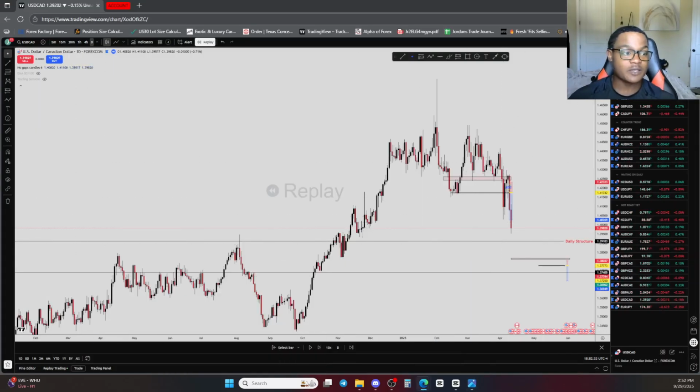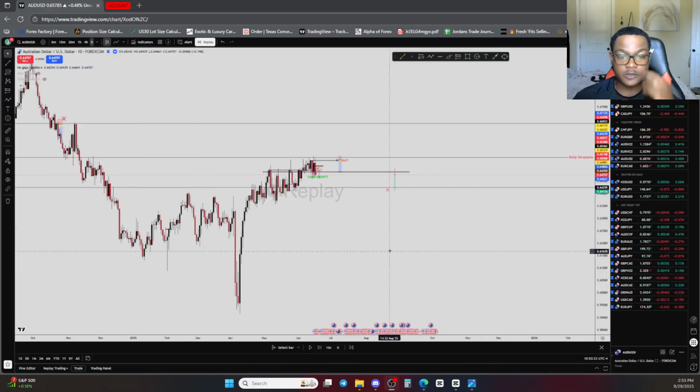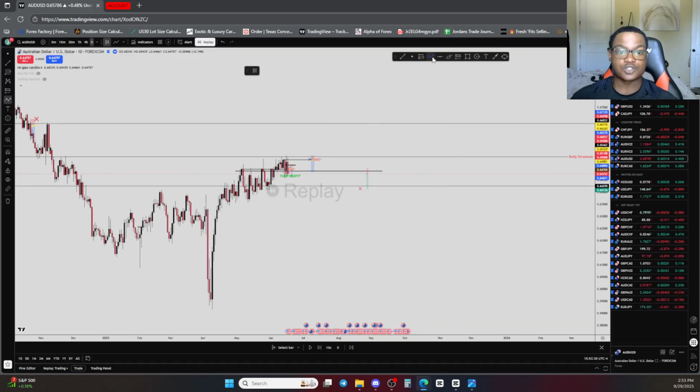So give me a second. I'm about to find an example. All right, so here's a counter trend setup. It's a little ugly, but just bear with me. I'm gonna try my best to show you just cleaner structure.